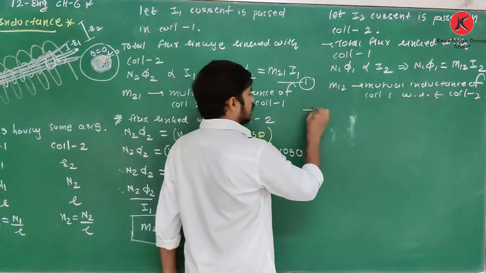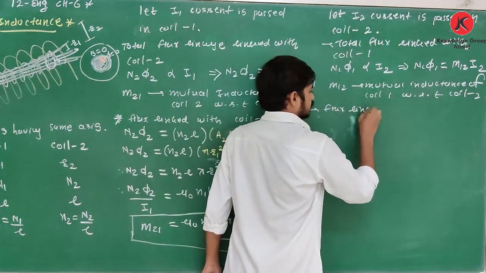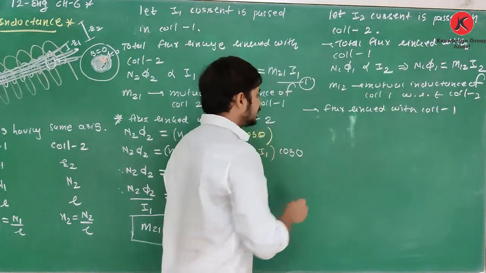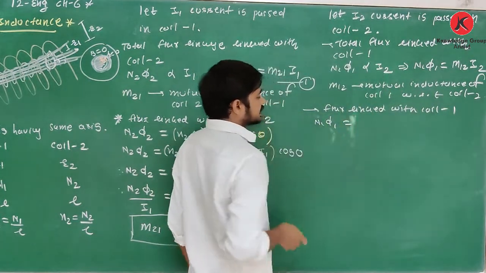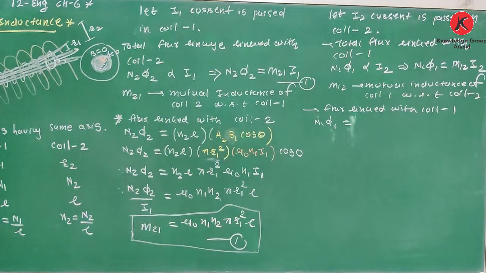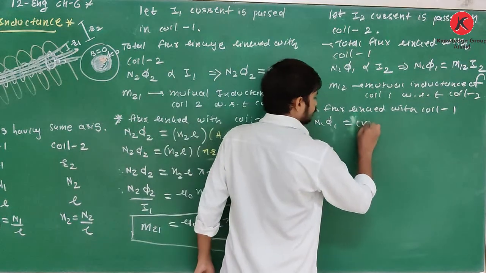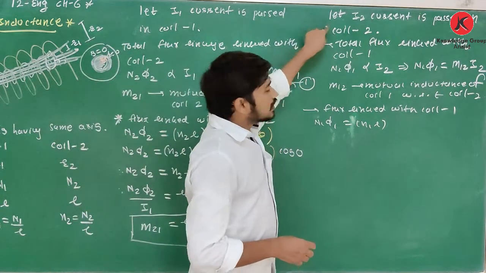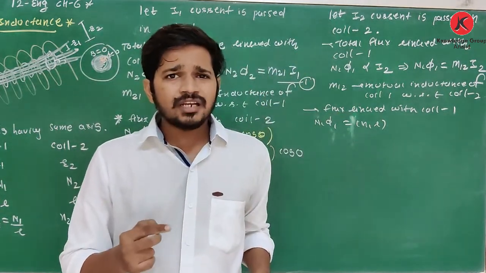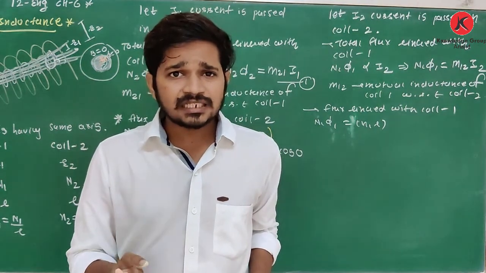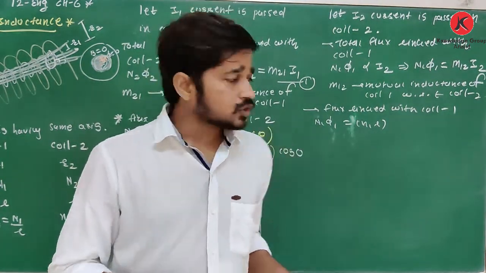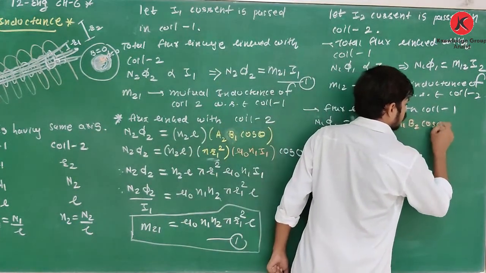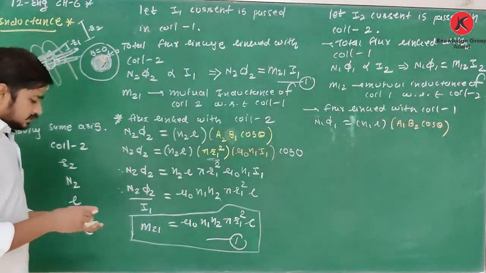Now again, I have to find the flux linked with coil 1, that is N1 phi 1. How to write N1 phi 1? It is N1 L. Clear about this? Now for phi 1, current is passed in the second coil. Magnetic field is produced by the second coil. That magnetic field is linked with the first coil, so flux is linked in the first coil. So how to write this equation? It is A1 B2 cos theta. Clear about this?